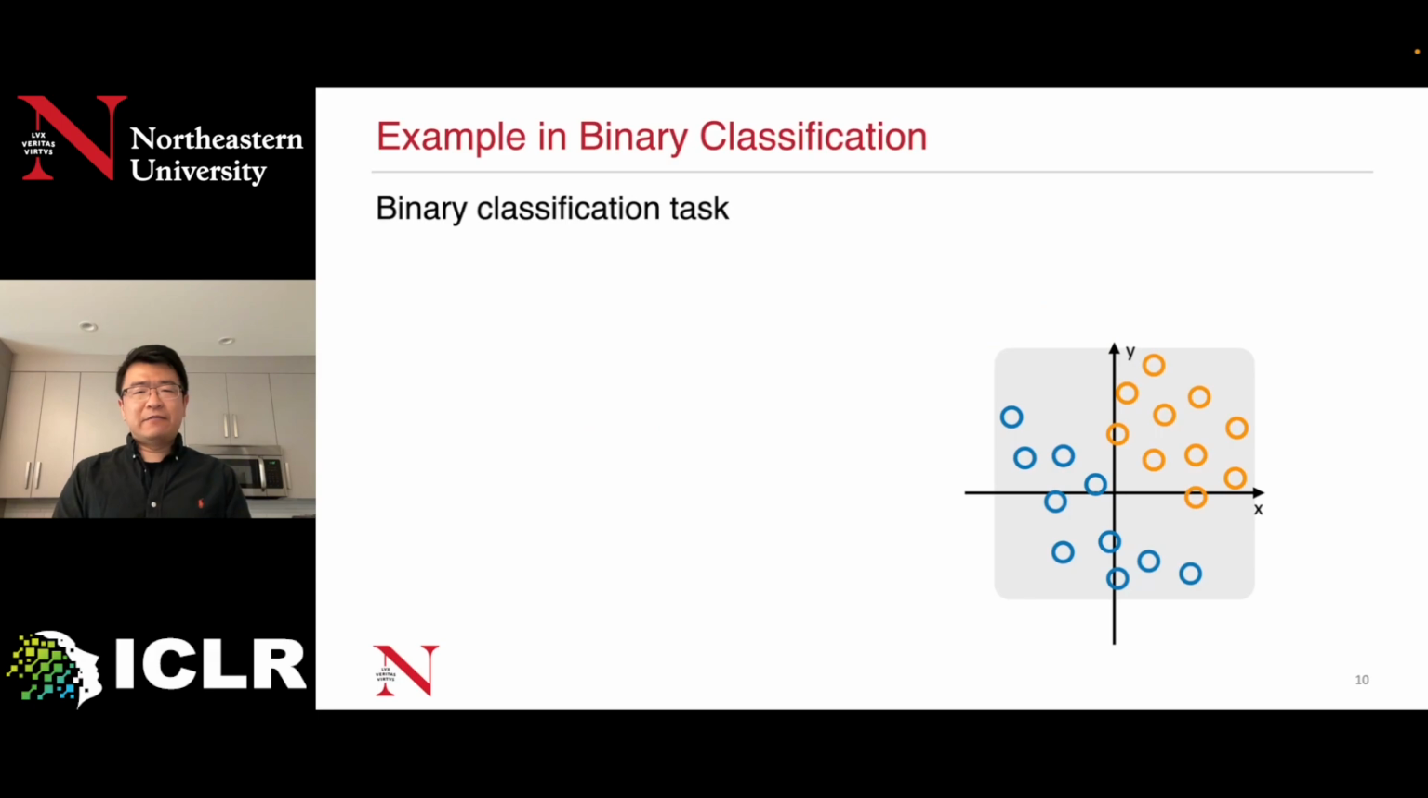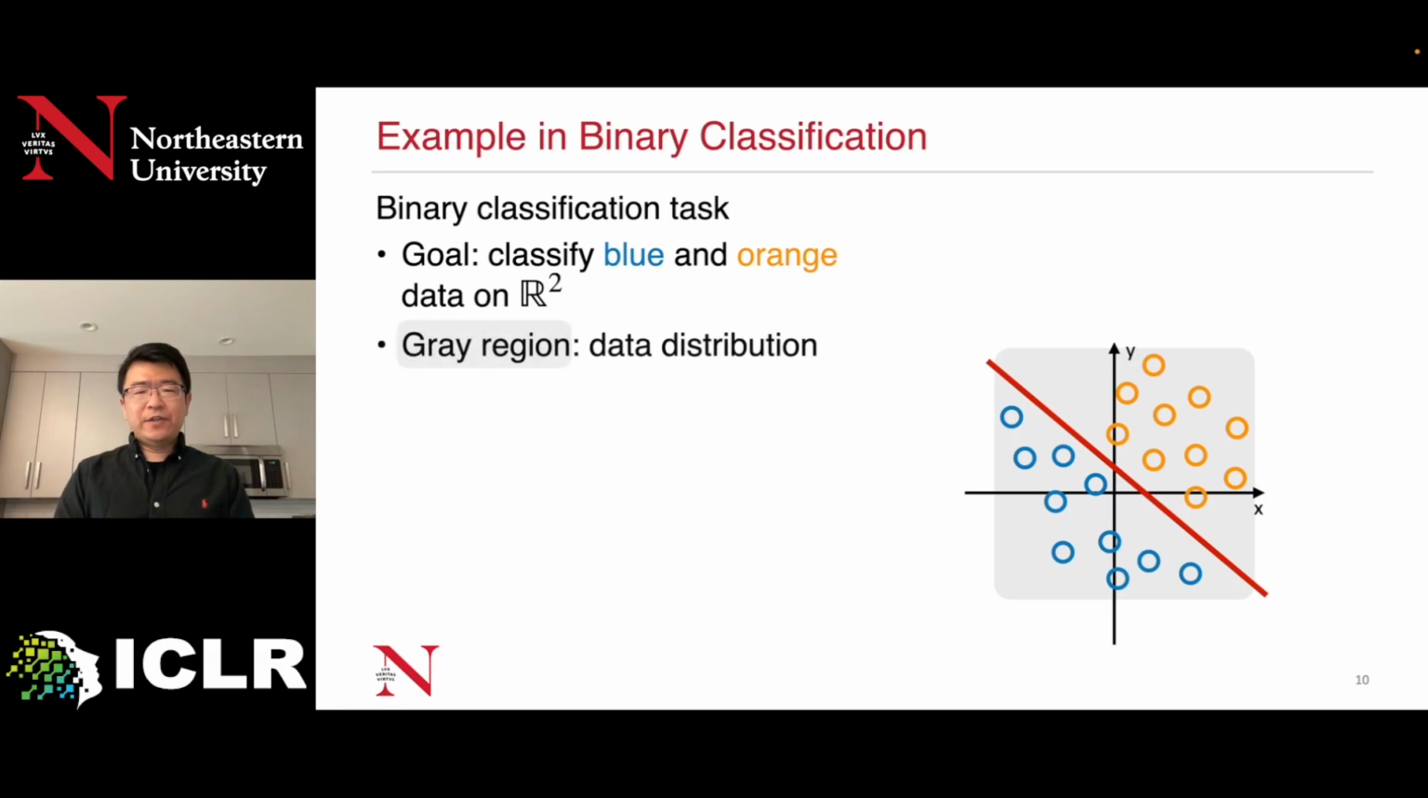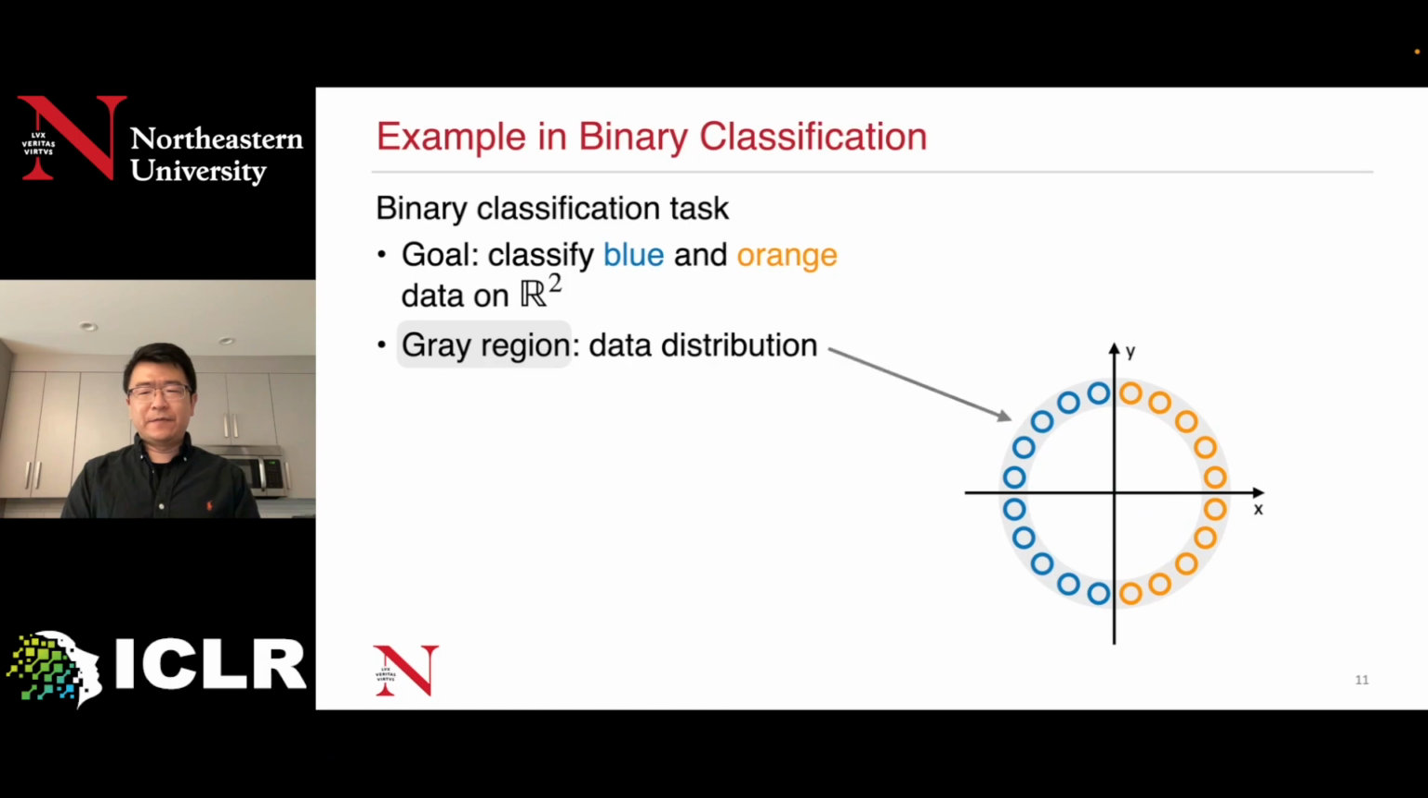To better illustrate our idea, I will first introduce correct, incorrect, and extrinsic equivariance using a binary classification example. Here, our goal is to classify the blue and orange data living on R2. We want to find the hyperplane that separates them. The gray region means the data distribution. Now let's imagine there's some structure of the data, where the data distribution forms a circle.